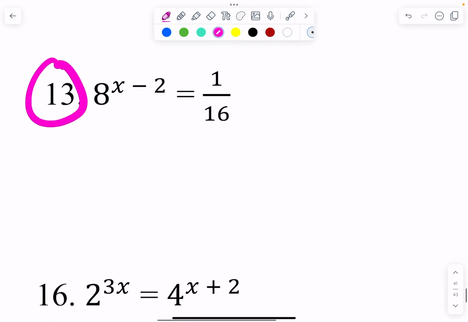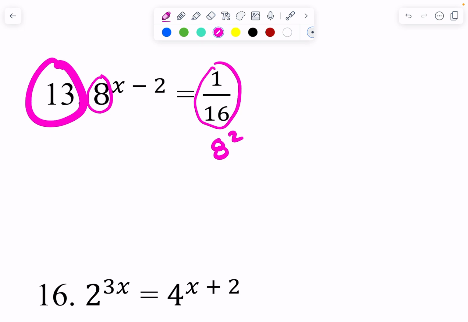Then 13. We've got 8 and 16, and 8 and 16. Let's see, if I try to write those as the same base, 16 is not the same thing as 8 squared. That's not true, right? 8 squared is 64, so I've got to think of something smaller. I know 16 is 4 squared, but I can't write 8 as a base of 4, so this one's kind of tricky. Let's go to 2.